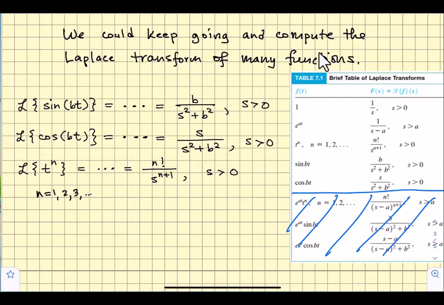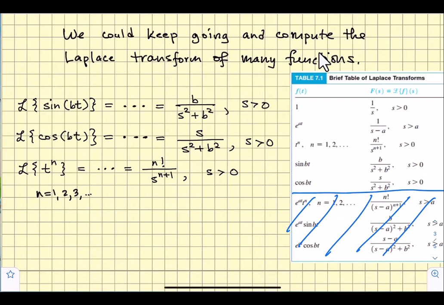But let me just say that when all of that algebra and calculus work is finished, you end up with the Laplace transform of sine bt, where b is a constant, is b over s squared plus b squared, with the stipulation that s is positive. And similarly, when you do that work for the Laplace transform of cosine bt, you end up with the function s over s squared plus b squared, with the stipulation that s is positive.